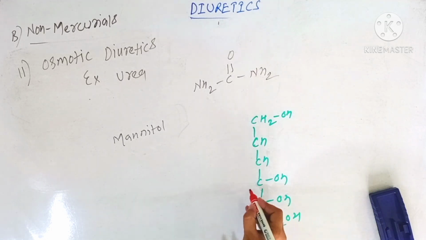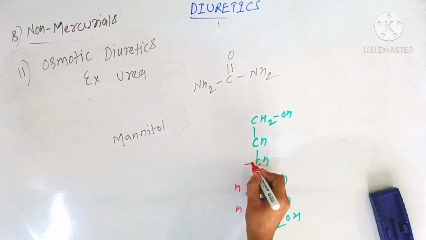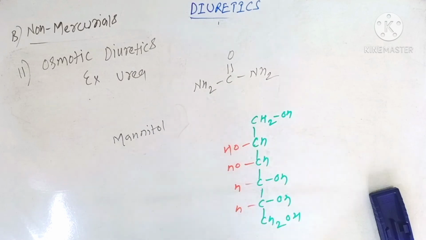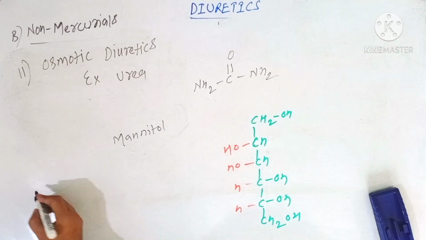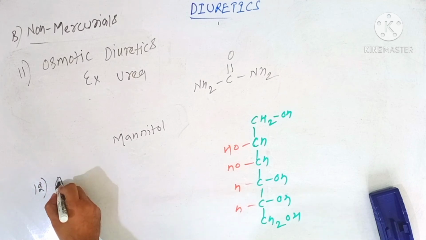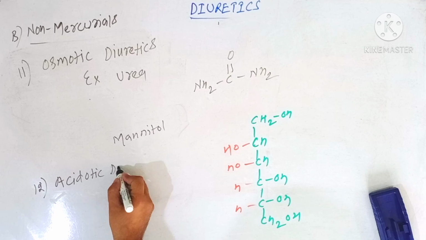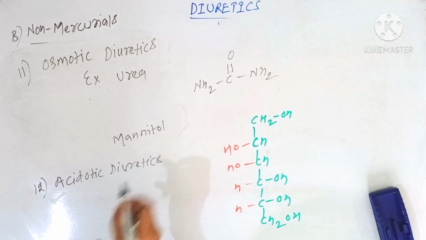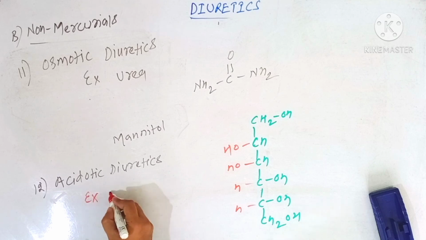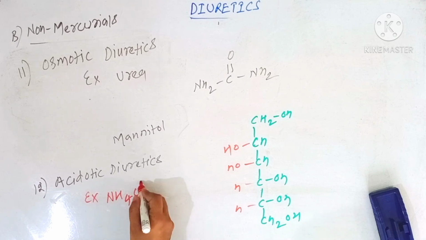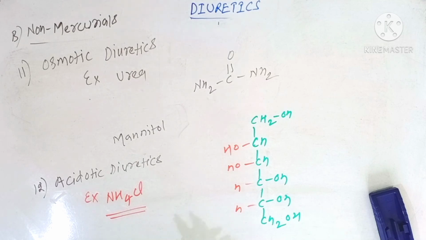Now here H, then OH and OH. So this is the structure of your mannitol, class number 11. Now there is again the last class, class number 12, acidotic diuretic, and the best example is your NH4Cl, ammonium chloride. So in this way, this completes your chemical classification of all the diuretics. I hope you understand the examples.